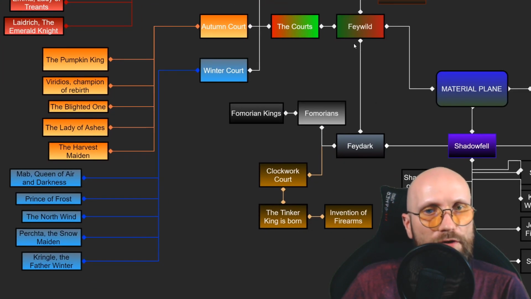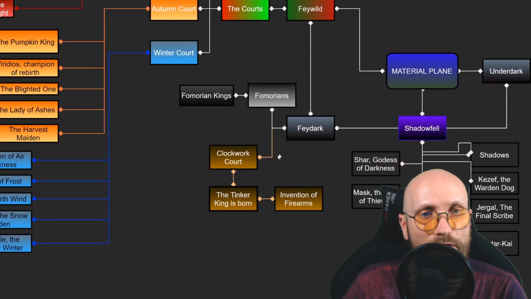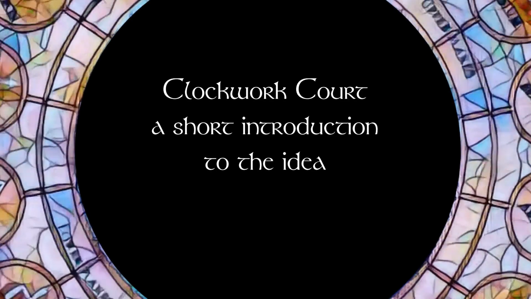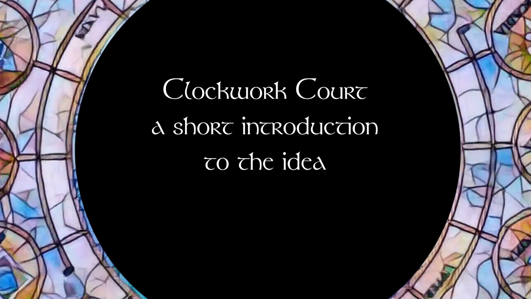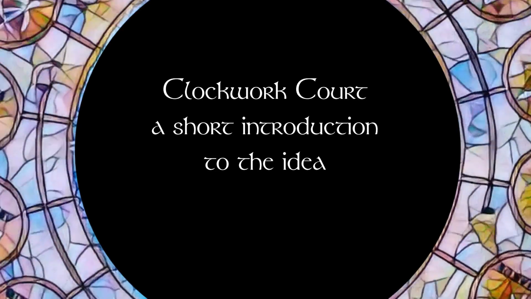And if you look over here in my Fey Dark, so the Underdark part of the Feywild, if we have time, we will talk about the Fey Dark also later on. We got the Clockwork Court with the Tinker King as the leader of it. Just a small interlude here. The Iron Court, or the Clockwork Court, is a homebrew concept that is meant to be the reflection of technological progress of the material plane.